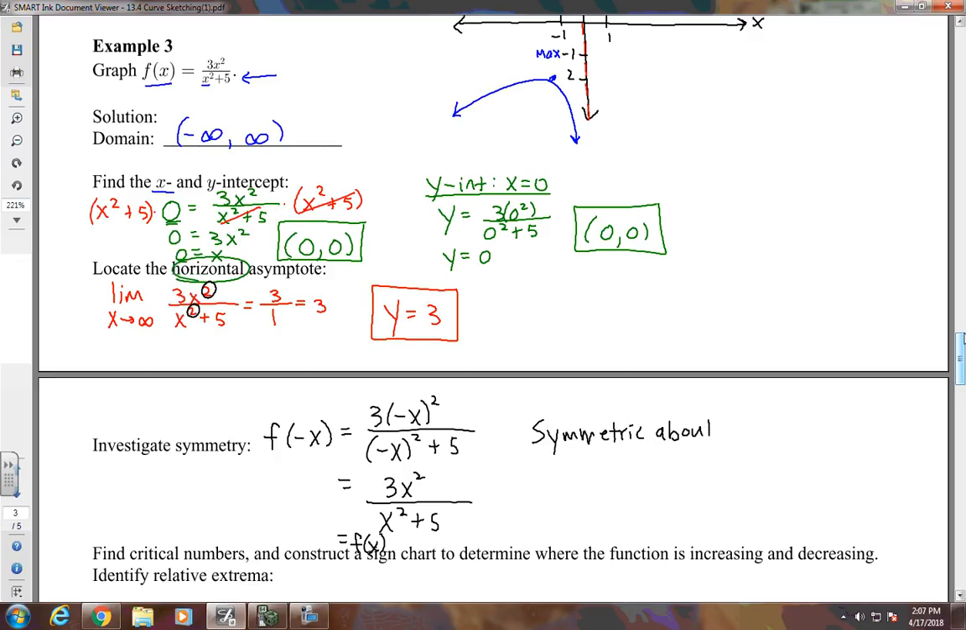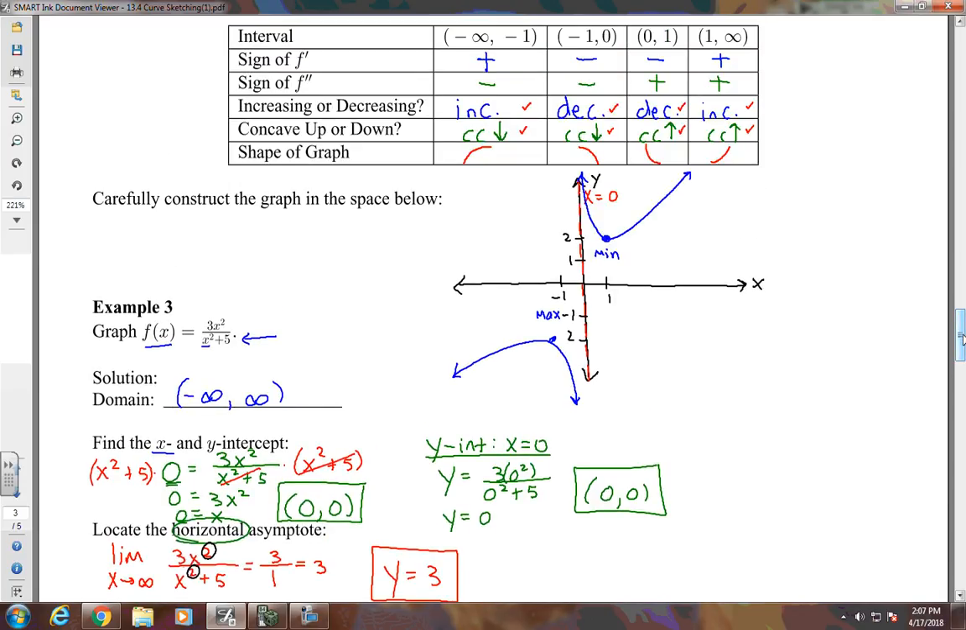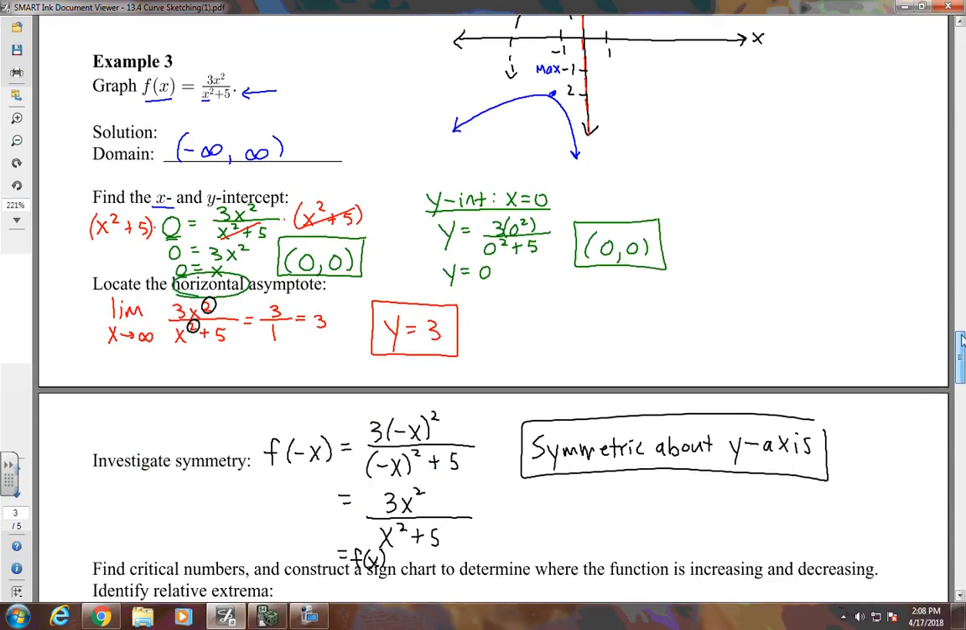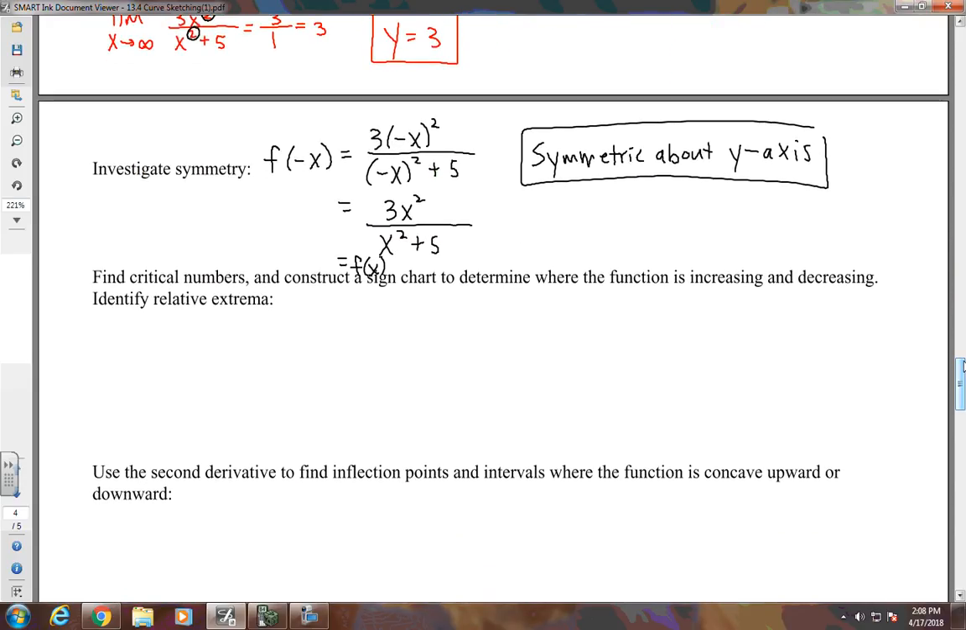about the y-axis. If every term changes sign, like it did in example 2, it's going to be symmetric about the origin. It's going to have that rotational symmetry. If we come back up here and look, if I take this piece and rotate it about the origin, it's going to land right there. If you evaluate f of negative x and nothing changes sign, everything stays the same, it's going to be symmetric about the y-axis. So I should see a mirror image on the left and right side of my y-axis. That'll help me with critical numbers, inflection points, all that good stuff.